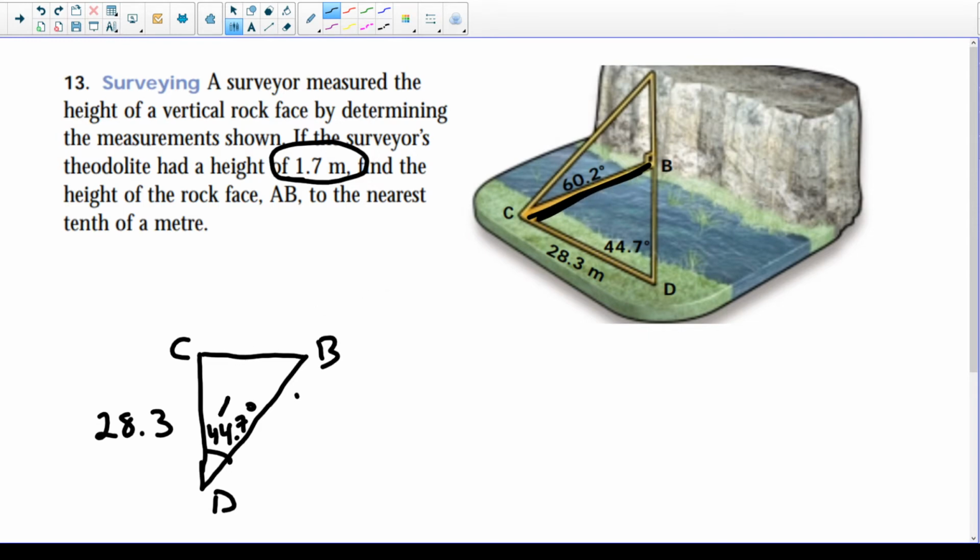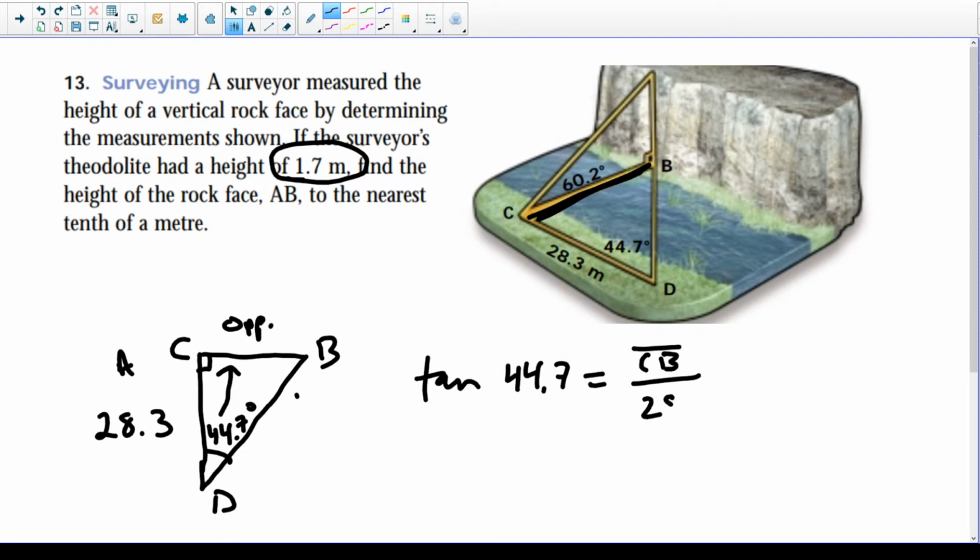Side CB is opposite, let me put the right angle here, opposite the angle, and again we have the adjacent side, so opposite and adjacent. So that'll be a tangent scenario again. So we have tan 44.7 is equal to the opposite CB divided by the adjacent 28.3. I think I'm doing that okay.